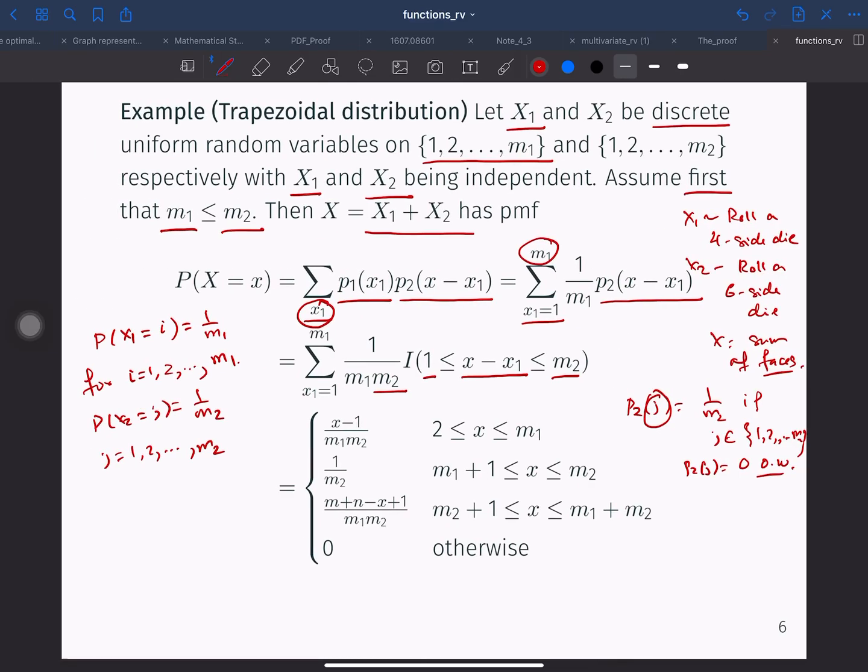And that is exactly what happens here. In the case when x lies between 2 and M1, you will have something that is increasing, x minus 1. So you have increasing. Between M1 plus 1 to M2, it will be 1 over M2. So you have horizontal. And then after that, M2 plus 1 up to M1 plus M2, you get M1 plus M2 minus x plus 1. So you'll be going down to 0 again, to 1 again. And that exhibits the pattern of a trapezoid. So that is in the special case when M1 is less than or equal to M2.